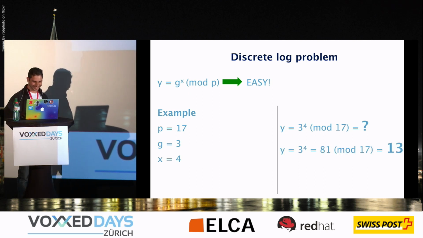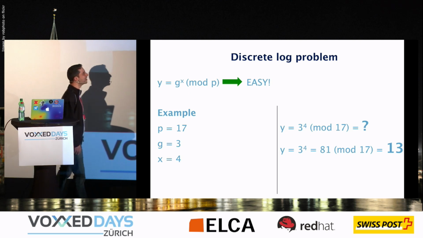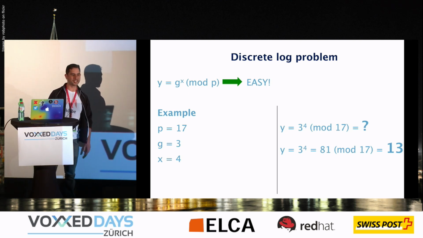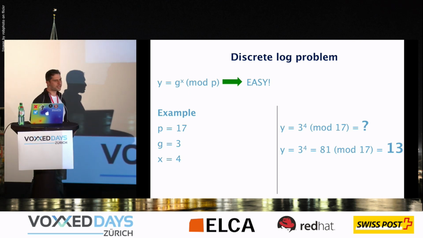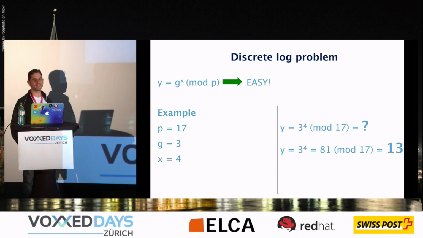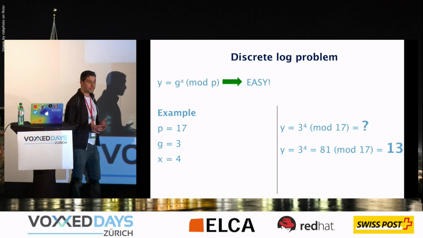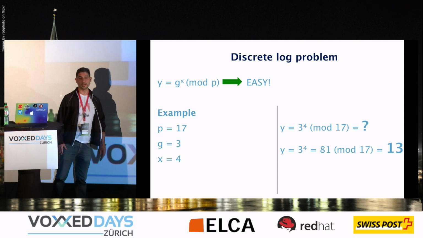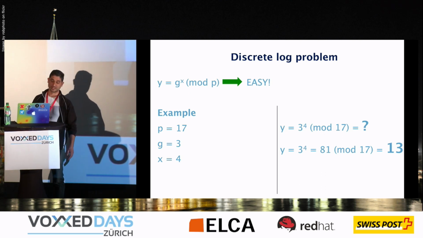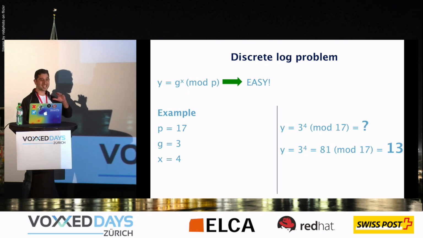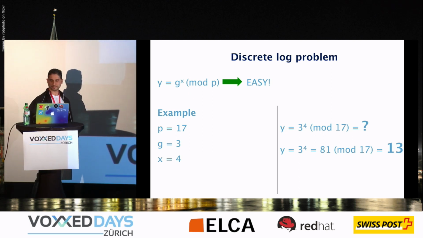But okay, it's a 13. Why? 3 to the 4 is 81, mod 17 is 13, pretty easy to understand. A computer does this really quickly, not only with 17 but with really big numbers. In cryptography, the numbers we're going to use are really big. We're going to see an example later on, but they are monsters. For 17 it's easy to calculate, but this works and scales well even with extremely big numbers.